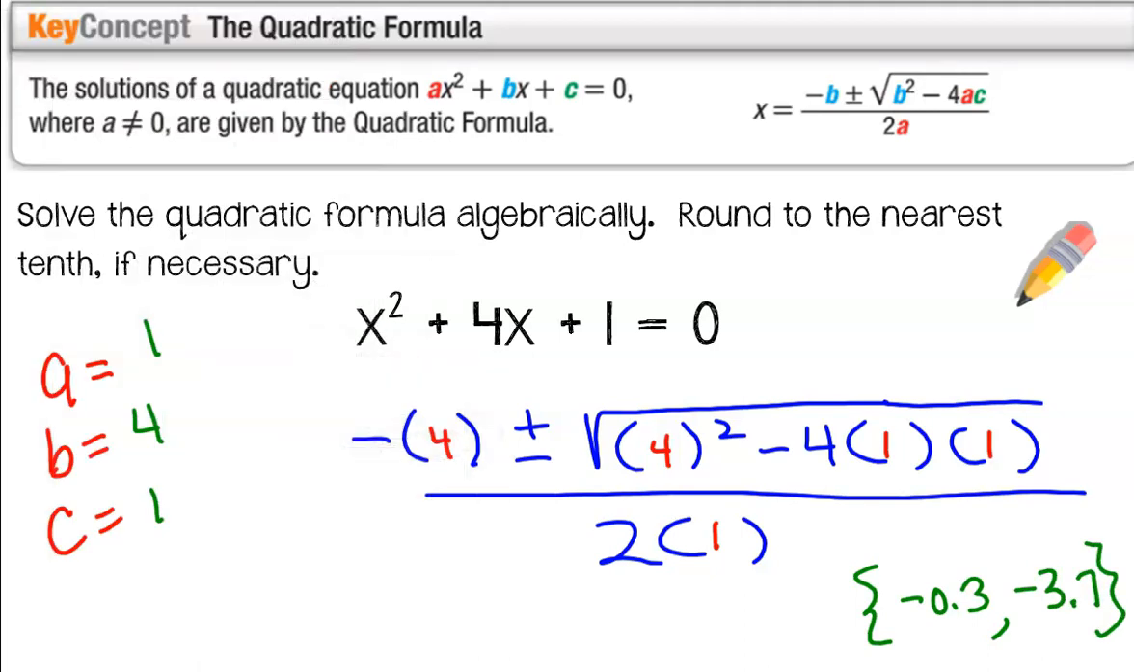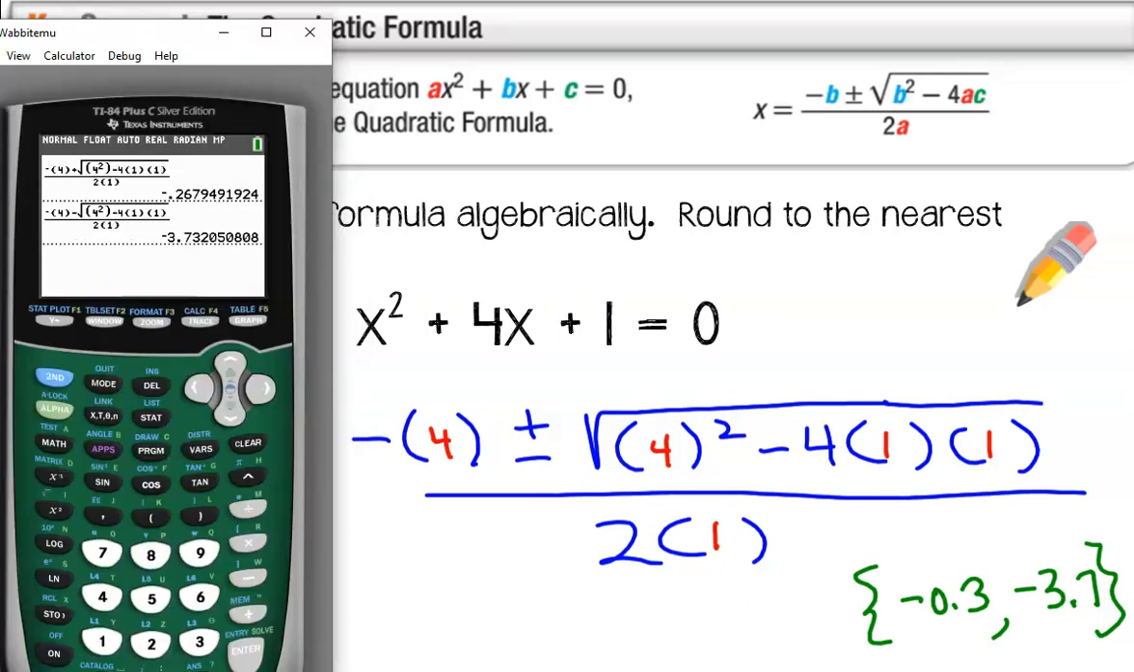And those are the 2 solutions. So that is how you calculate using the quadratic formula and using your graphing calculator. So you may need to rewind the video, watch the steps again.